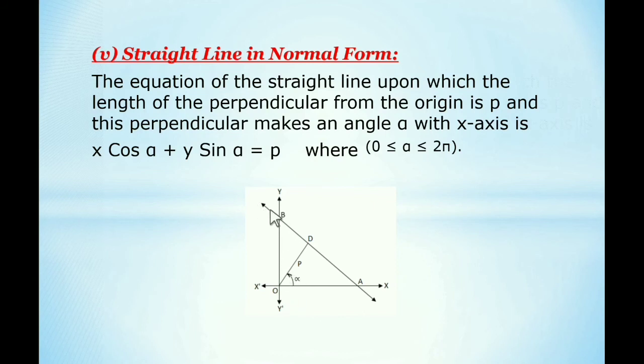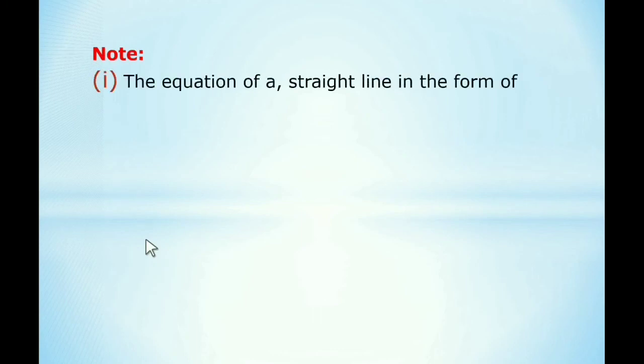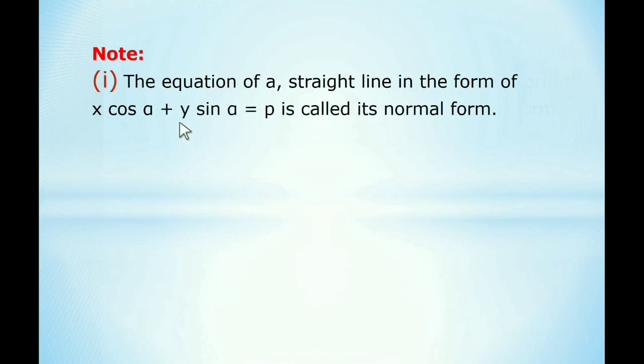If you want to calculate the equation of this line, the data will be given here: alpha will be given and the length of P will be given, and then by putting the values you will get the equation of the straight line. Note, the equation of a straight line in the form x cos alpha plus y sin alpha equal to p is called its normal form.